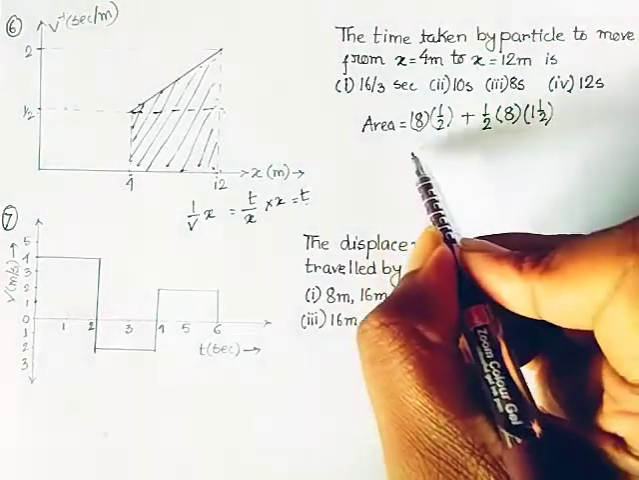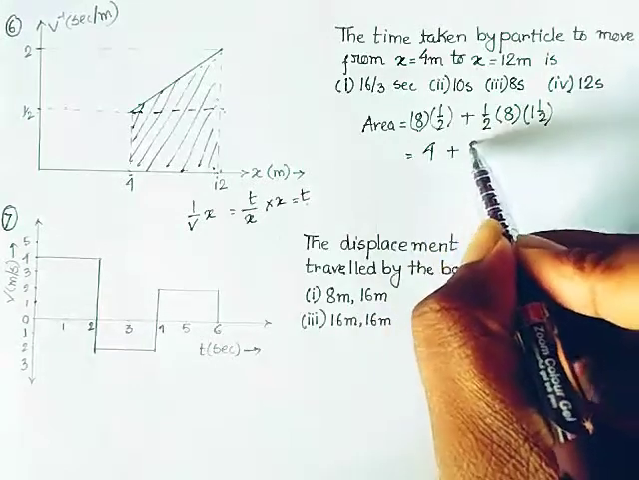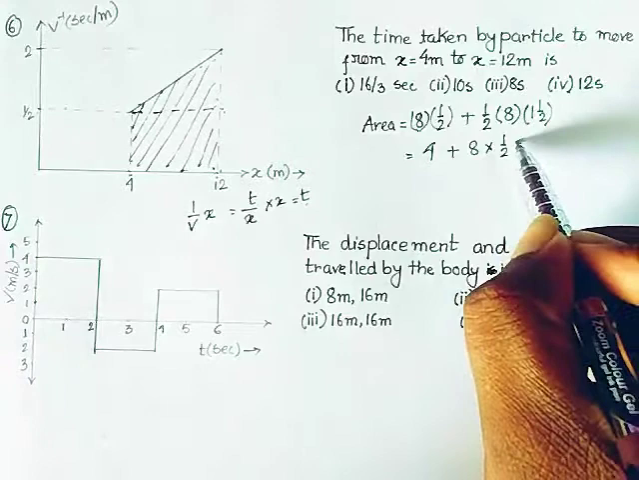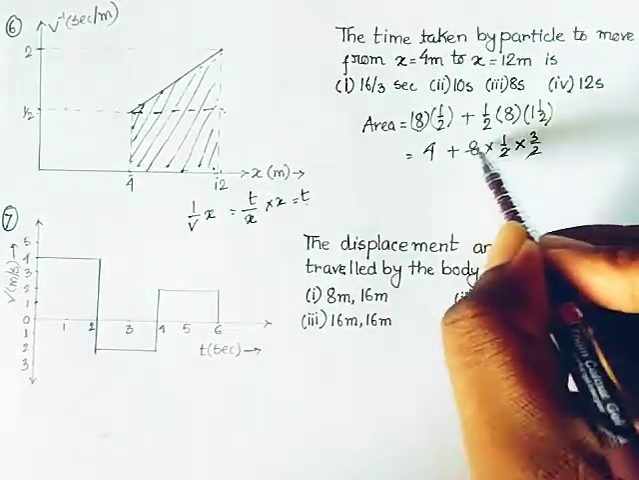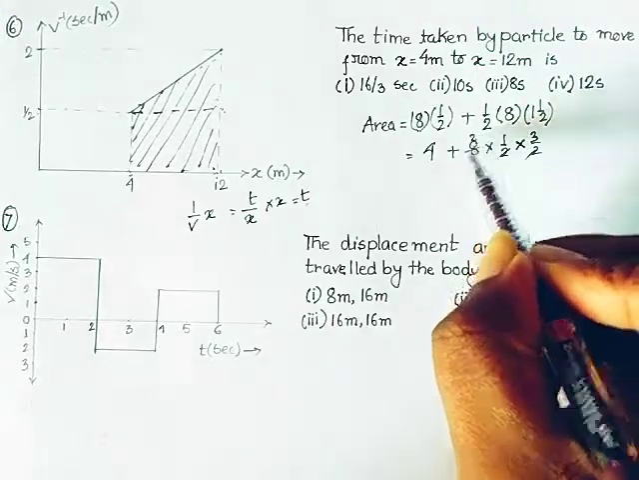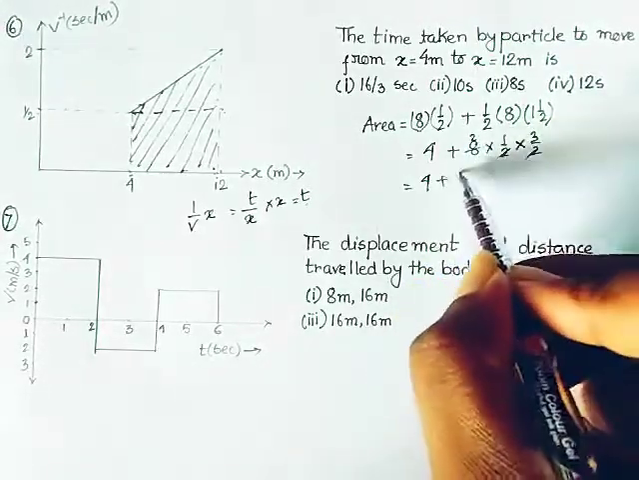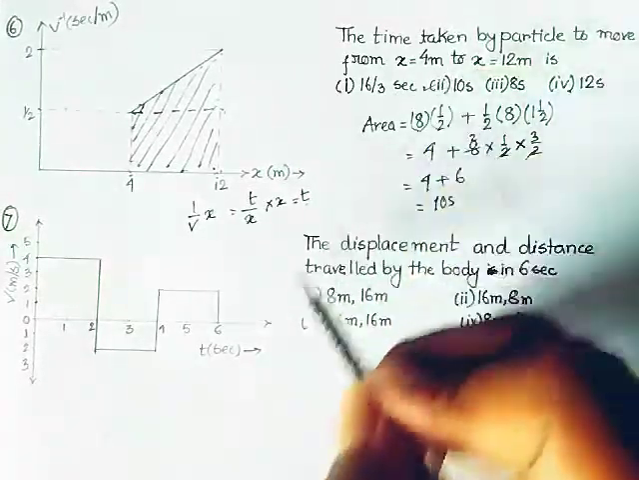So this thing gives us 4, and here this thing gives us 8 into 1 by 2 into 3 by 2. So this cancels out, it is 4, it is 2, so 2 plus... 3 into 2 is 6, so it is 10 seconds. So this option is the correct answer.